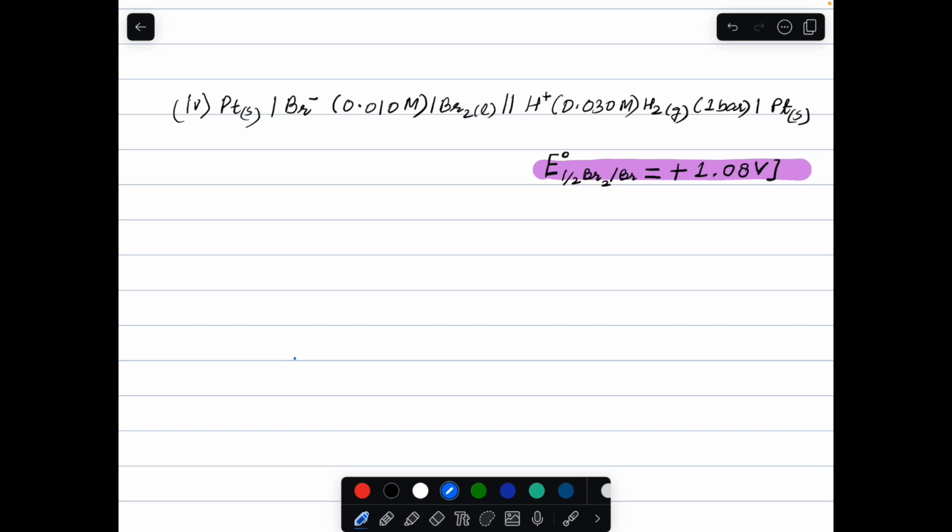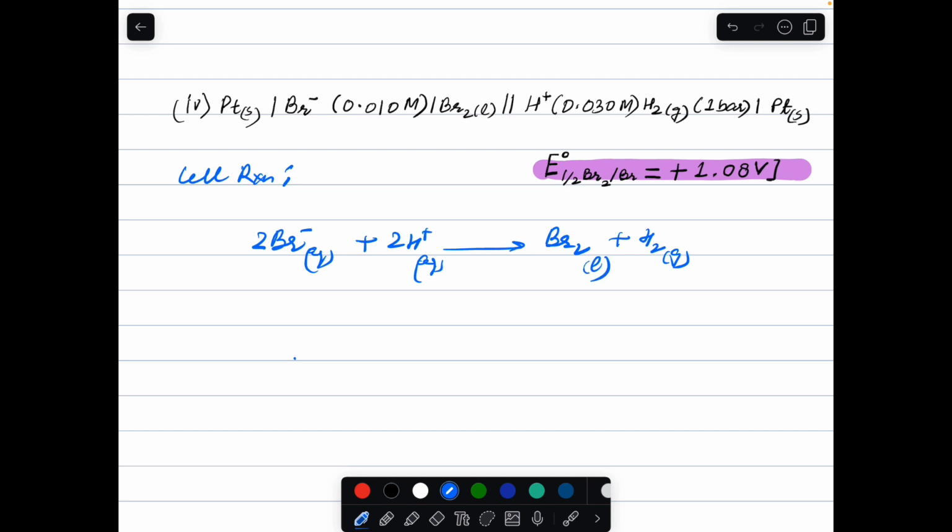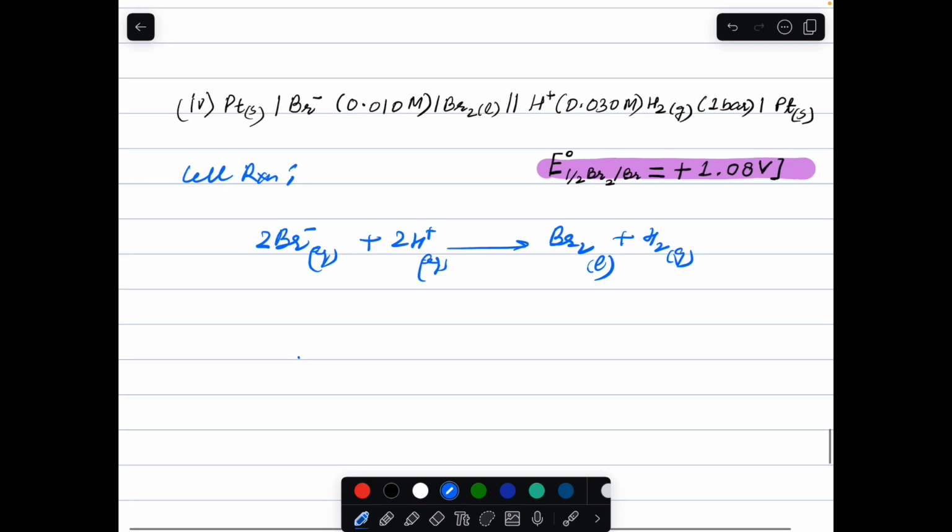So cell reaction, if we want to write here, cell reaction will be your bromide ion converting to bromine molecule, and since 2 atoms are here, so we'll put down 2 here and aqueous here, plus 2H plus, which is also aqueous, plus H2 on the product side. This is gas and this is liquid. Try to write down the physical state of the entities which we are writing in the reaction.